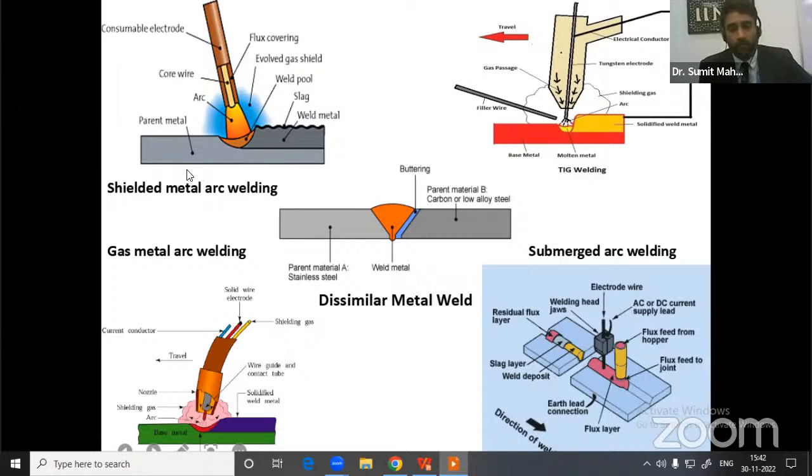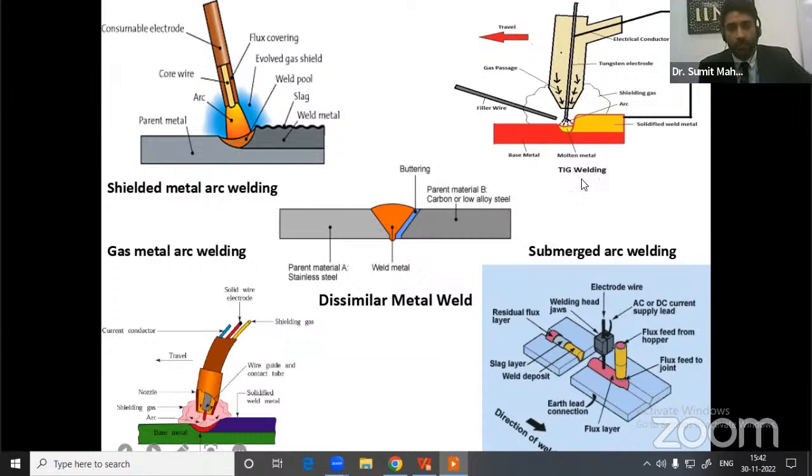The very basic process is shielded metal arc welding, also called metal arc welding. Here you can see a term, consumable electrode. Our area of interest is to produce or develop these consumable electrodes. In shielded metal arc welding there is a consumable electrode. We use this electrode to melt the parent metal and allow the material to fill the cavity, and allow the material to solidify and make a joint.